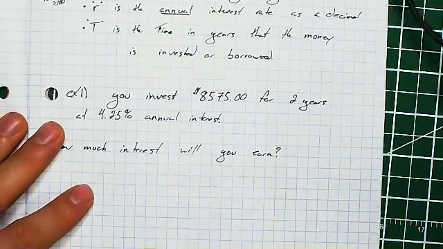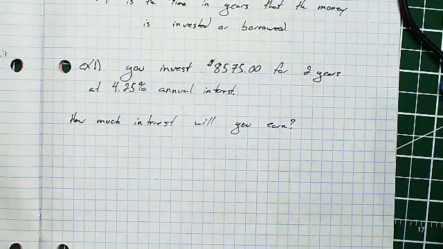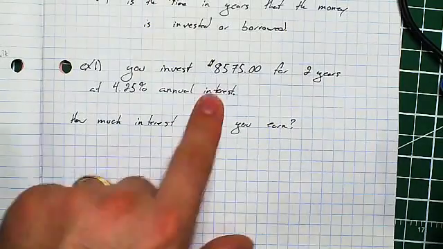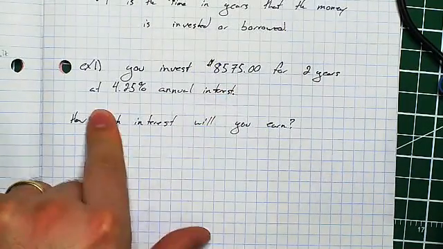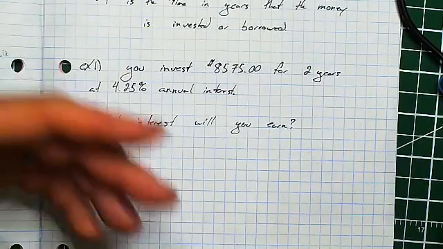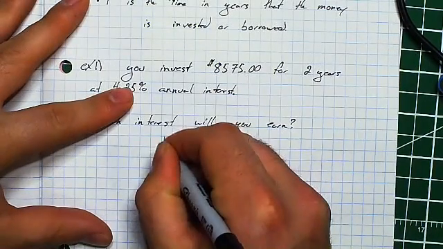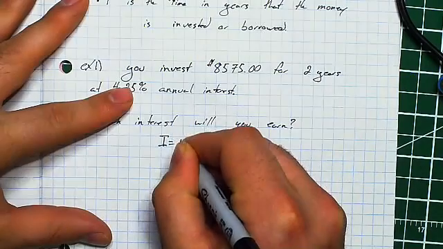The expressions are usually really easy. Start with what you know and basically plug it into your formula. So if you invest $8,575 for 2 years at 4.25% with annual interest, how much interest are you going to earn? So the way I would express this is you always want to start with your formula.